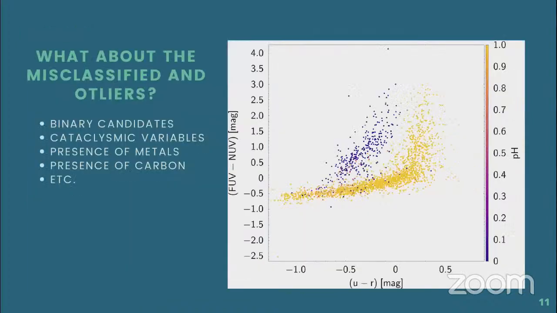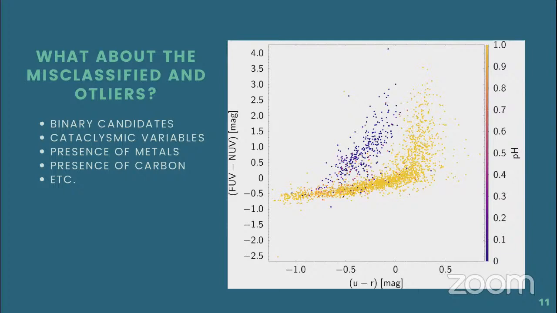Apart from the outliers, we also have some misclassified points that are located clearly in the DA sequence, but are classified as non-DAs. So what could be causing these misclassifications and outliers? We think that they could be, for example, unresolved binary objects, cataclysmic variables, the presence of metals in the atmosphere from accretion, or maybe the presence of carbon from the cores of white dwarfs, or some other physical processes.